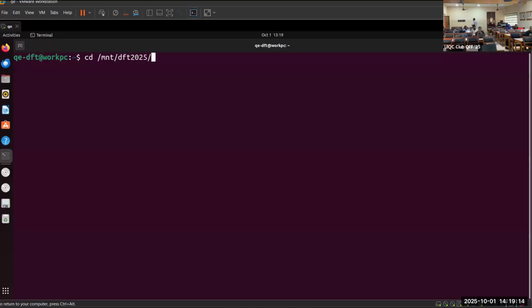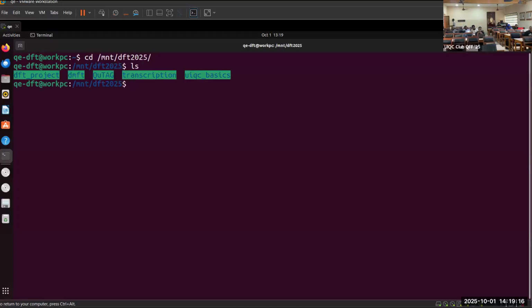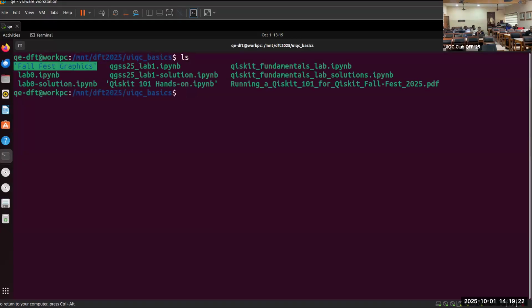So let me go to the UIQC folder. Okay, so I'm working from this folder. So we have all of the materials I want to use today. I have Lab 0 from a past Qiskit IBM Quantum event, just the introductory lab.